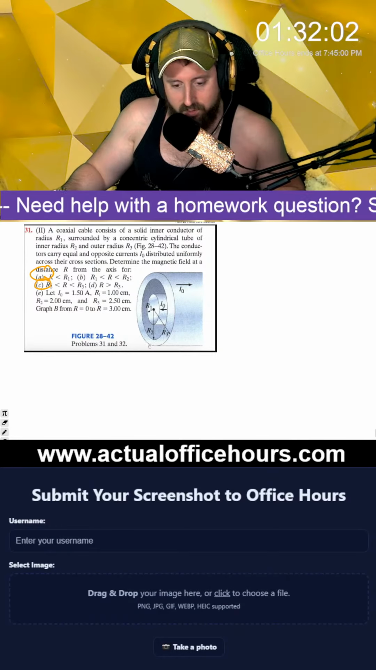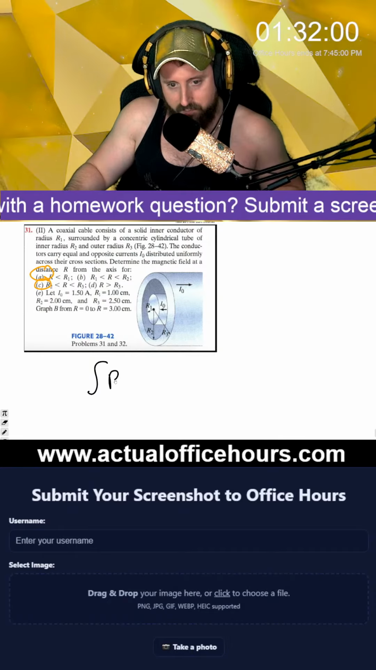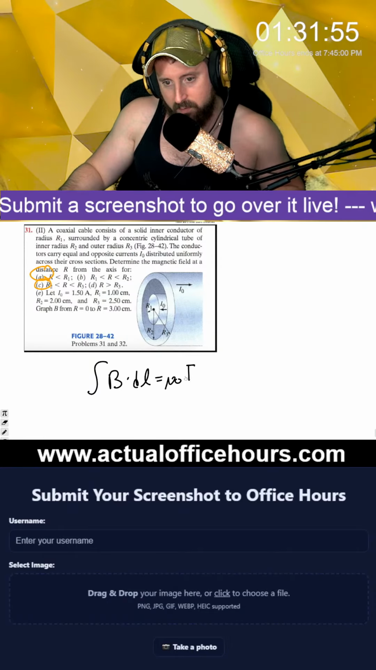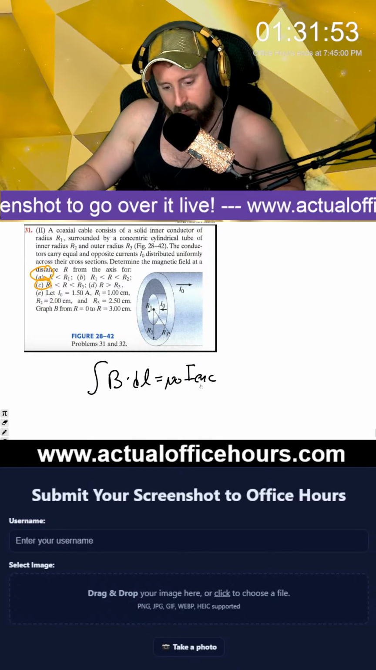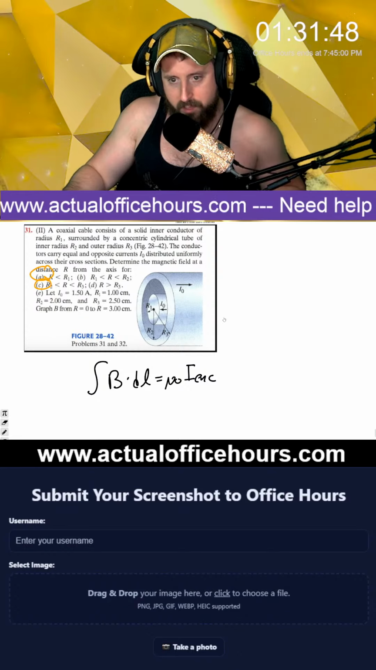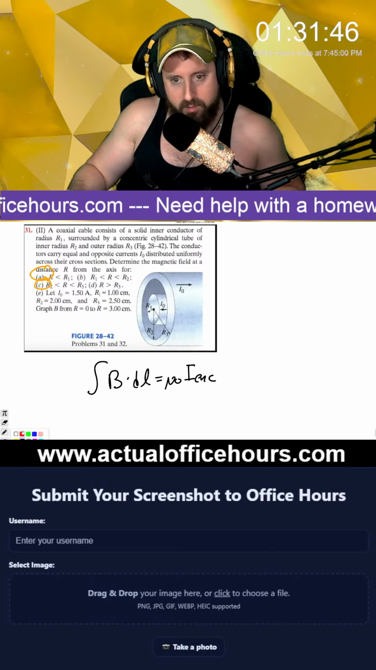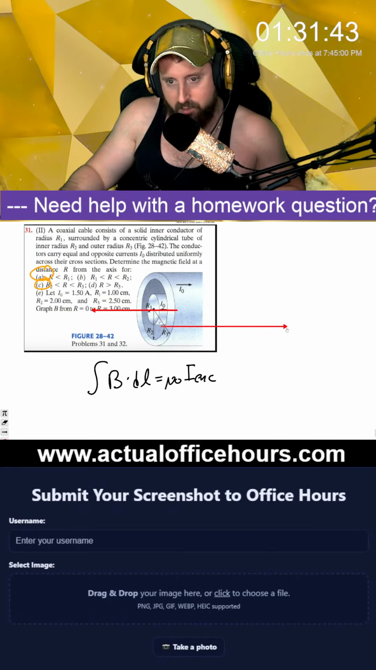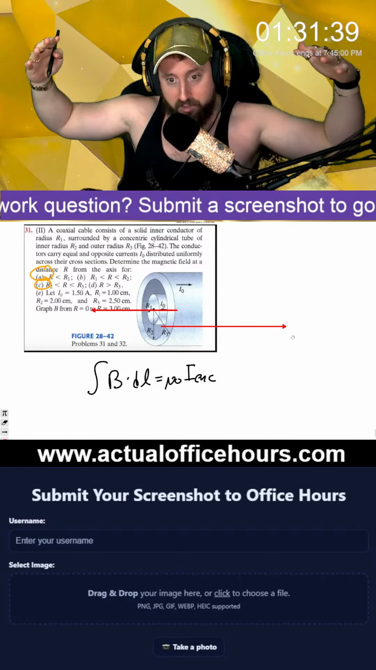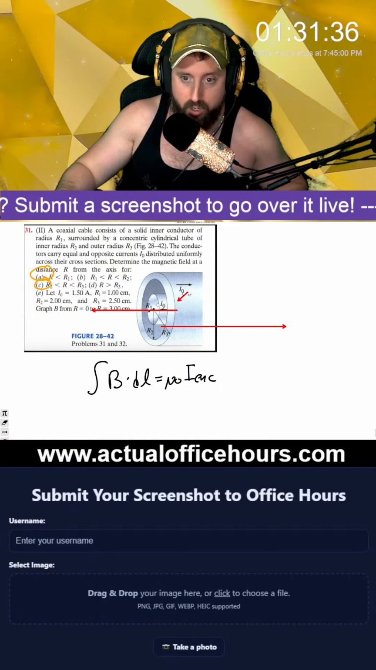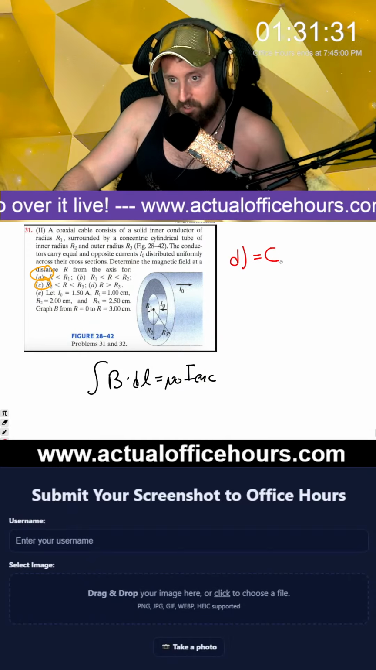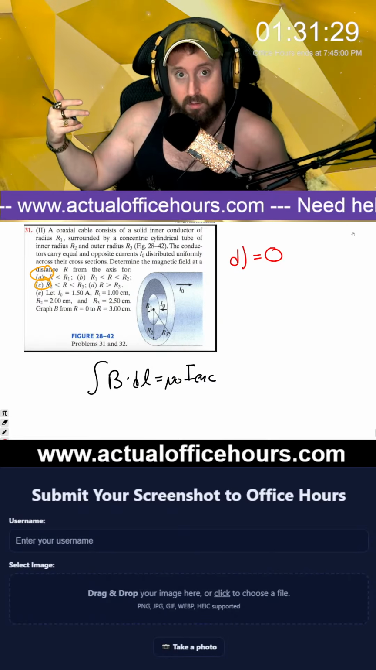So I believe it's Ampere's law, which says the integral of B dot dl is equal to mu naught I enclosed, right? So here's a cool thing. For when R is greater than R3, because you have current going to the left on the inside and to the right on the outside, and they're equal and opposite, when you are outside R3, the total current you enclose is 0. So the answer for D is just equal to 0. There is no magnetic field.